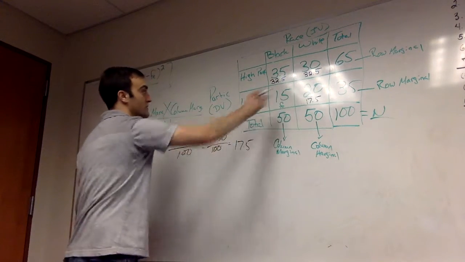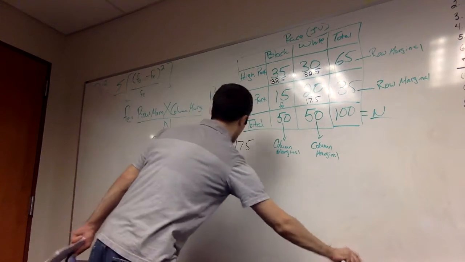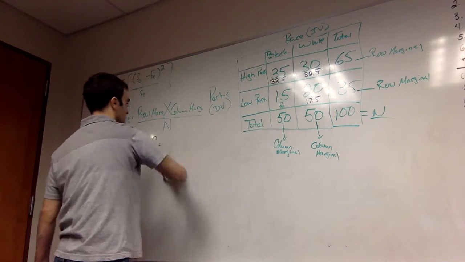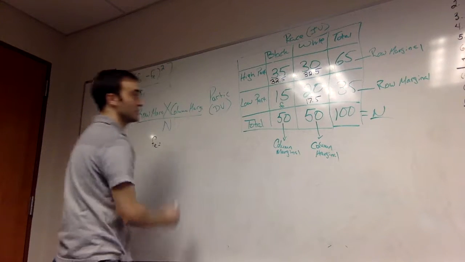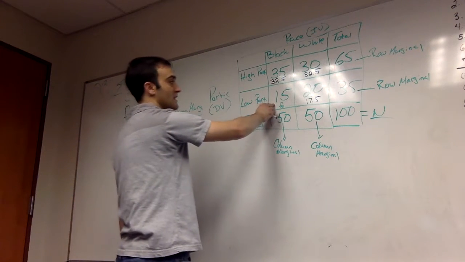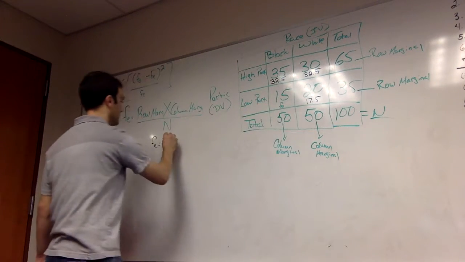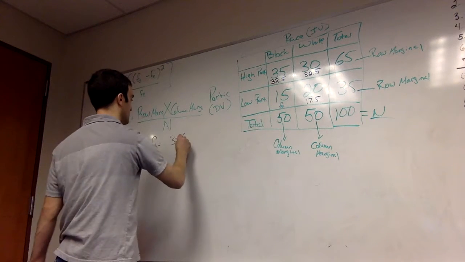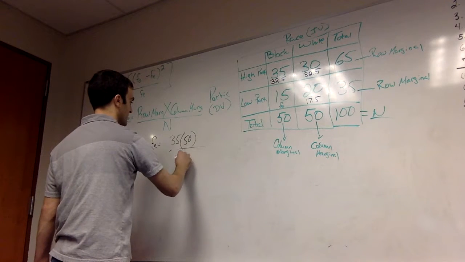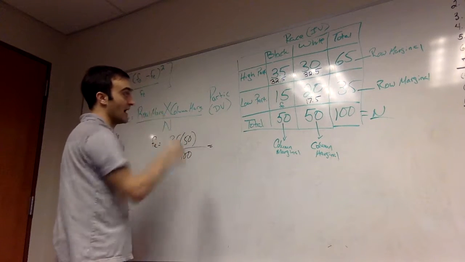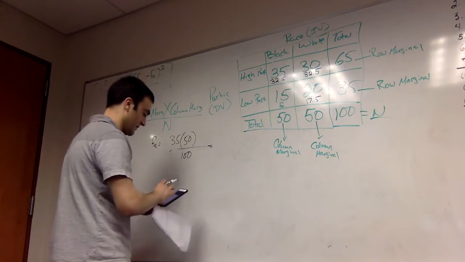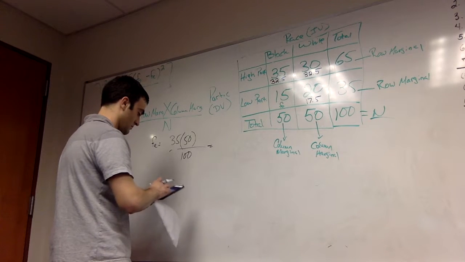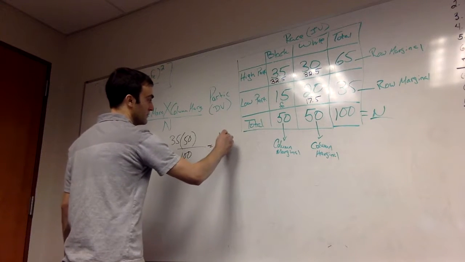Now for the last one, low participating black, do the FE equation. We observed 15, the row marginal is 35, column marginal is 50, divided by an n of 100, and you just happen to get the same answer, 17.5.